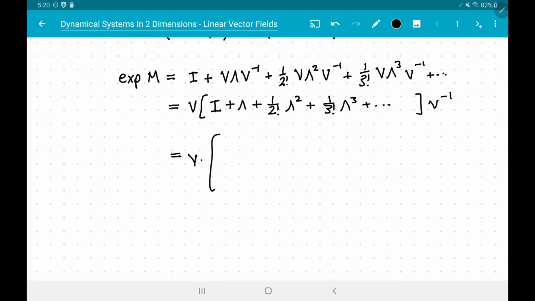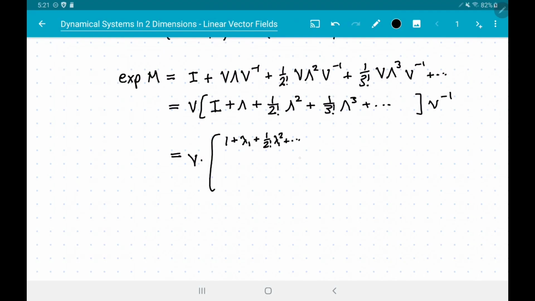But if you now look at what's happening and just compute all of the entries, everything in this sum is now in diagonal form. I'll get a 1 from here, plus a lambda 1 from here, plus a 1 over 2 factorial lambda 1 squared from here, and so on. That's the first diagonal entry.